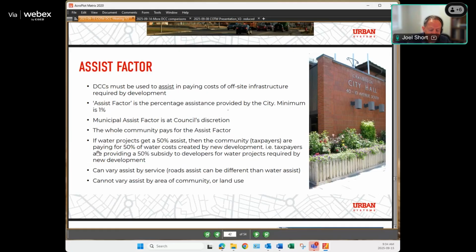And you can vary the assist by service, which is an interesting thing to think about. You could have a higher assist for roads than for water. So maybe if some DCCs are a little higher than you want to see them, you could have an assist for that type of DCC. But you can't vary the assist by the area of the community or by the land use.